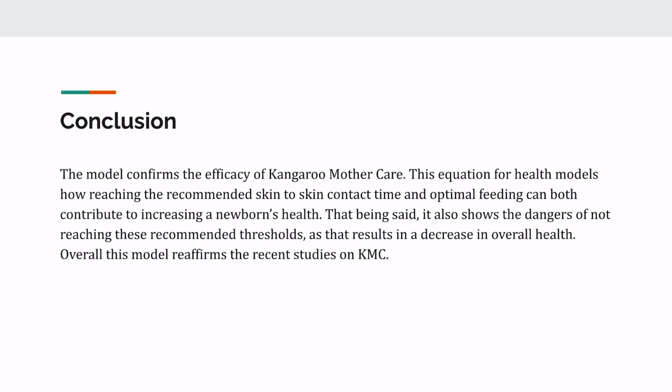Overall, this model confirms the efficacy of kangaroo mother care. This equation for health models how reaching the recommended skin-to-skin contact time and optimal feeding can both contribute to increasing a newborn's health. That being said, it also shows the dangers of not reaching these recommended thresholds, as that results in a decrease in overall health. Overall, this model reaffirms the recent studies on KMC.